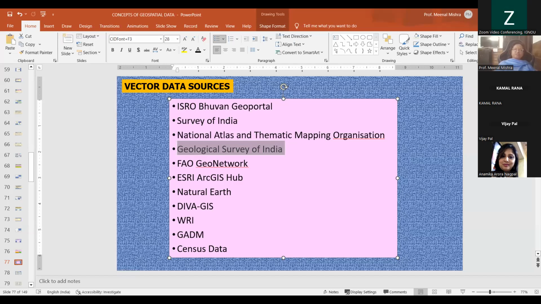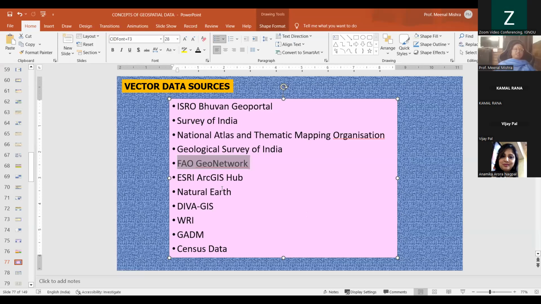Next one is FAO GeoNetwork. FAO is the Food and Agriculture Organization, that is its full form, and there you get a variety of thematic products which you can access through the link provided in your SLMs. And it provides internet access to interactive maps, satellite imagery, and related spatial databases.